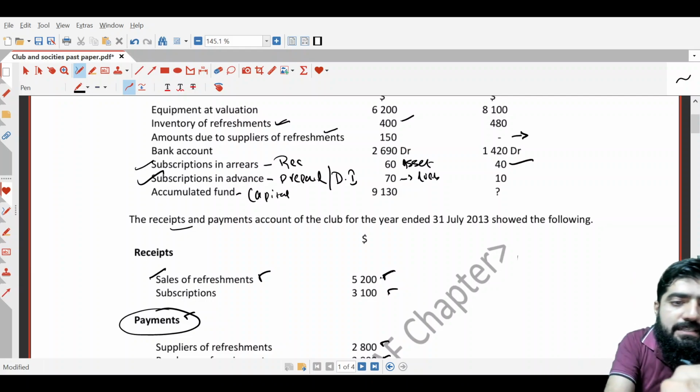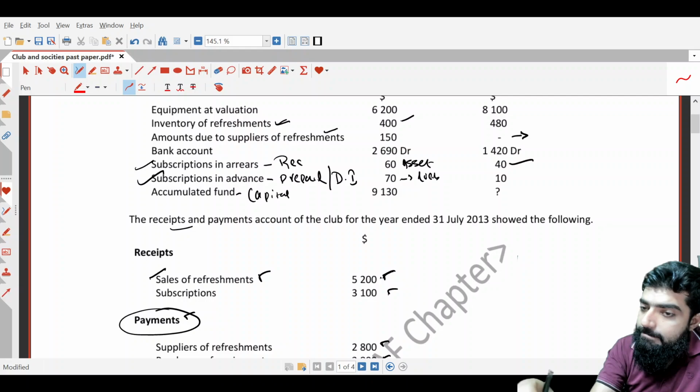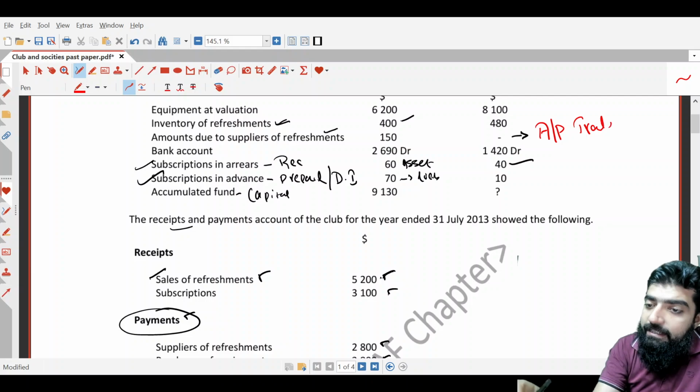So can you please let me know, what do you call this balance? What do you call this amount owing? Accrued purchases? Accounts payable, right? Yes, it's a trade payable.